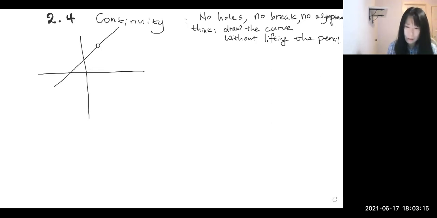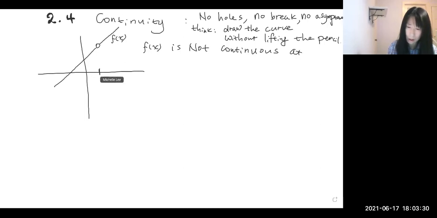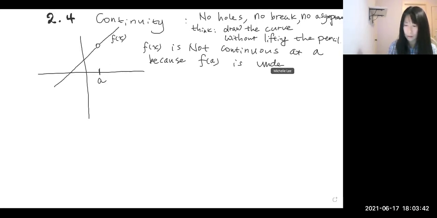Let's say that this is f of x. The function f of x is not continuous. Let's set a here, because f of a is undefined. Can you see that there is a hole? So we set that undefined.